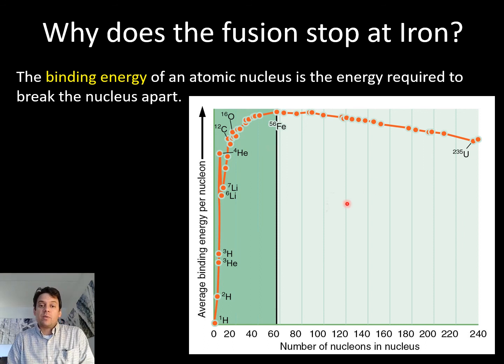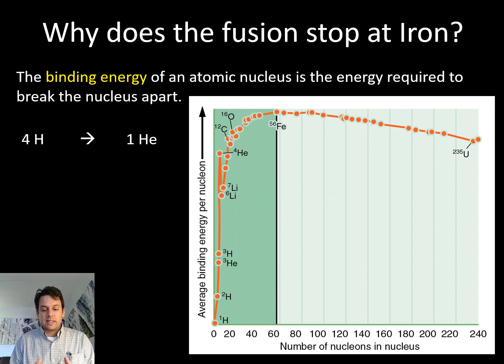After iron, you can see the plot turns over and decreases gradually. It doesn't decrease sharply like it increased sharply over here for low nucleon numbers, but it does decrease. What this means is that iron-56 is the most stable nucleus in the universe. There is no nucleus that is more stable than iron. As you might guess, this has something to do with why nuclear fusion stops with iron.